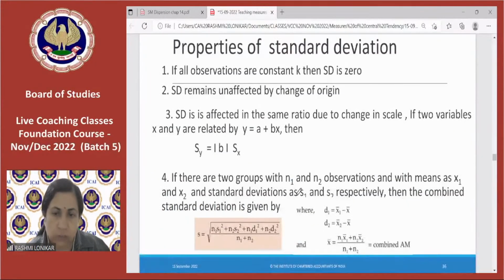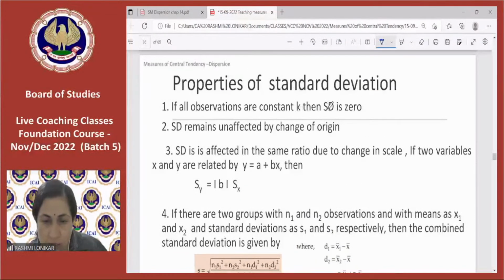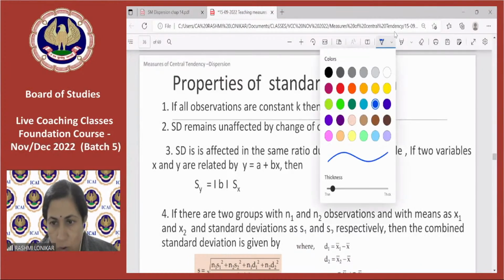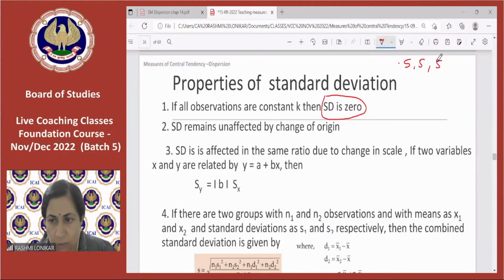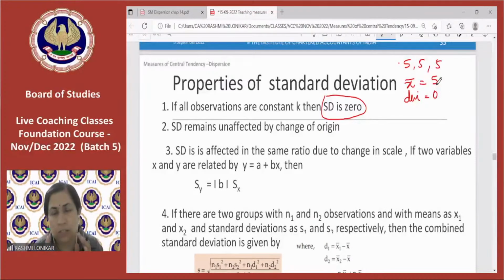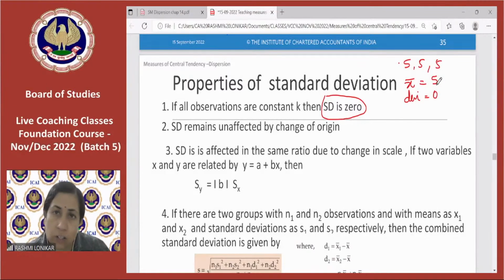The other properties of standard deviation are the same. If all the observations are constant k, then the standard deviation is 0. If all the data are constant, then the standard deviation is 0. Suppose 5, 5, 5 are my 3 observations, then what will be the mean? Mean will be 5. What will be the deviations? Deviations will be 0, because there is no deviation. All the numbers are the same. Therefore, if all the observations are constant k, then the standard deviation is 0.